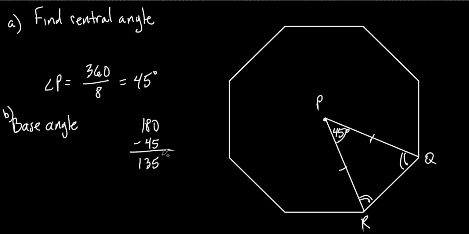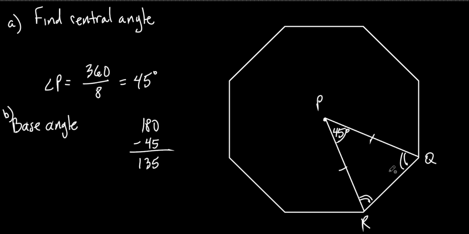135, okay? But does that mean angle Q is 135 degrees? No. But they add up to be, right? These 2 angles add up to be 135 degrees. So if they're both the same, how do I find out what each of them are? I just divide it by 2, okay? So it's like if I gave you $135 and I said you got to split it between 2 of you, what would you do? You divide it by 2.